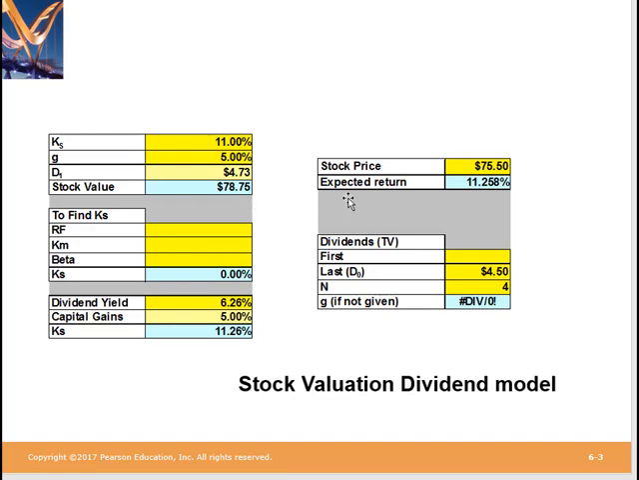So given this information, we can plug in, and we find that the current stock value is $78.75. The expected return, if you were to pay that, you would expect to earn 11.3%. And of course, you wanted 11% based on its risk level, and the price is less than the stock value. So it turns out that this particular stock is a good investment.